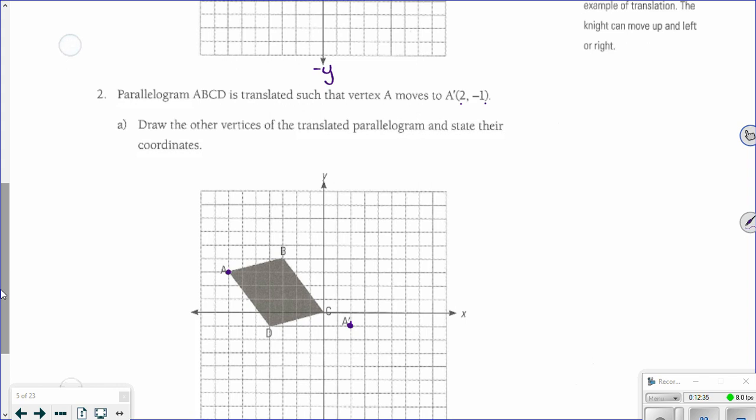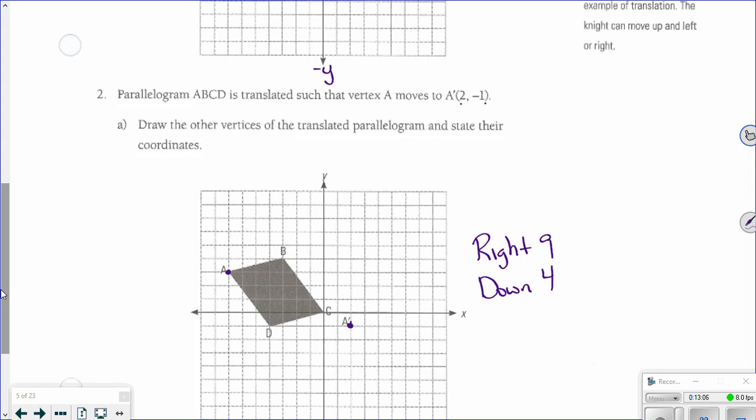So the first thing we want to figure out is how far we had to move things to get there. To get from A to A prime, we had to move to the right 1, 2, 3, 4, 5, 6, 7, 8, 9. So this was right 9. And then we had to go down 1, 2, 3, 4. So that means we're going to move every single vertex in the exact same way, and that's going to give us our same shape in the end.